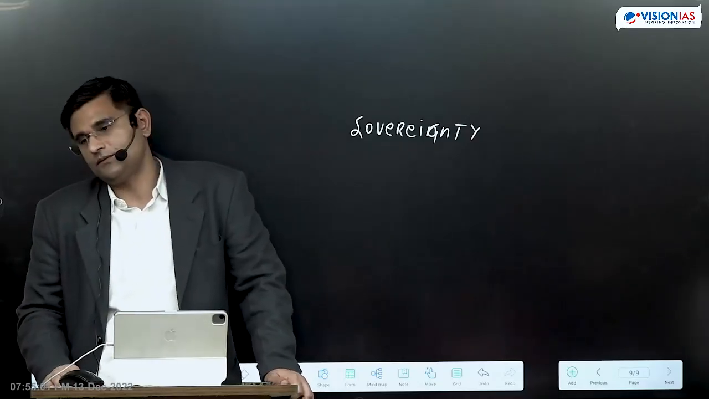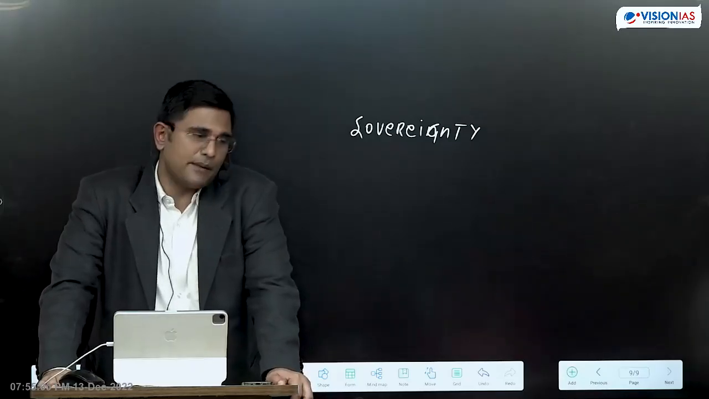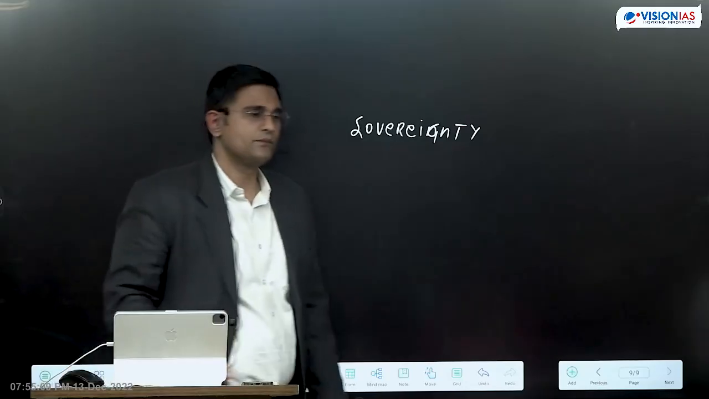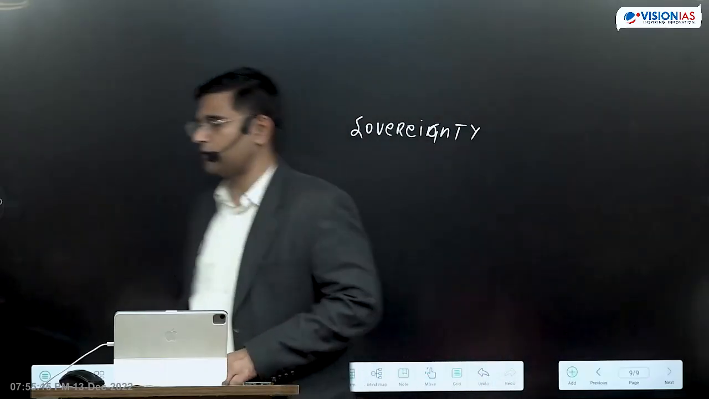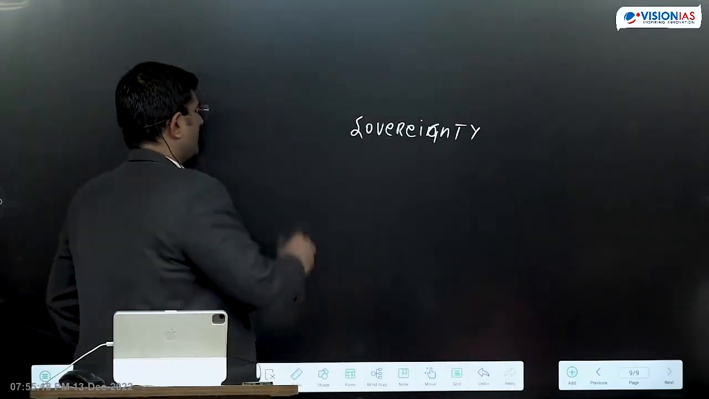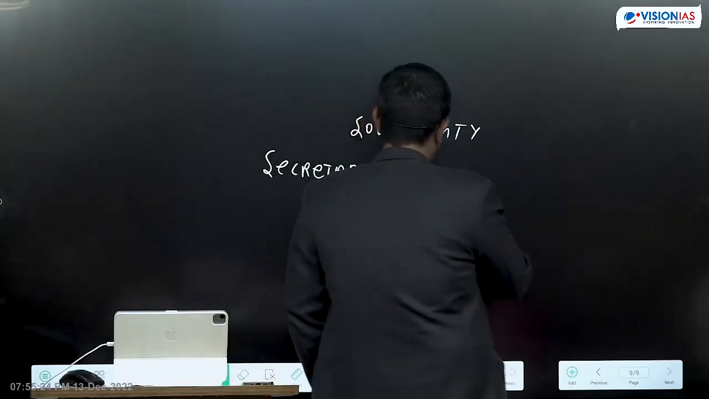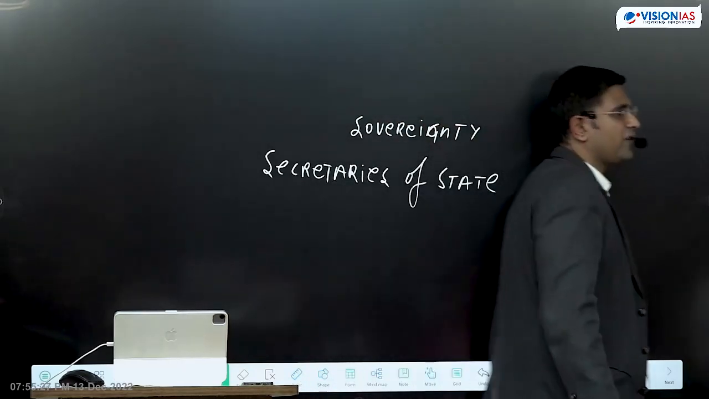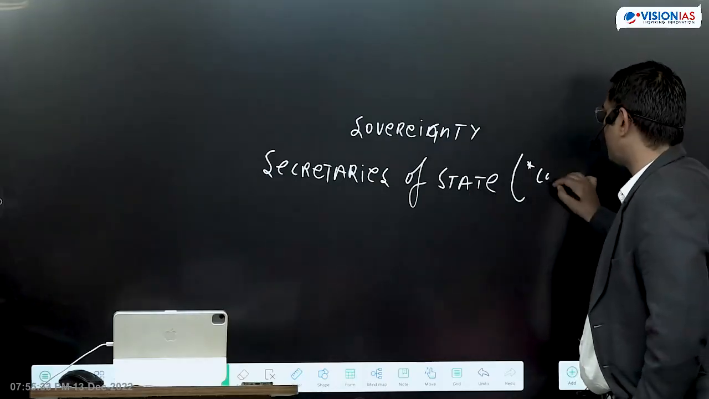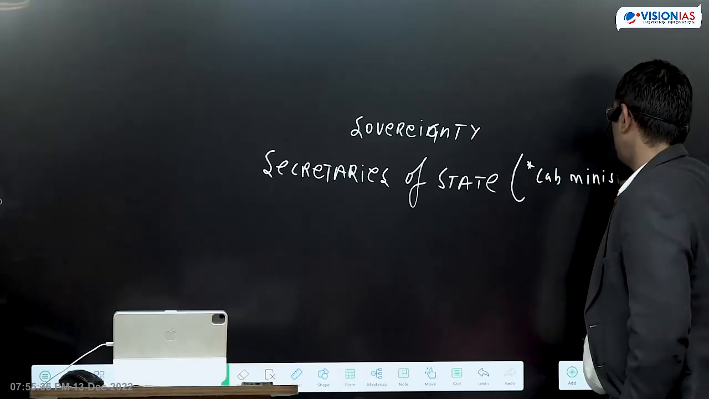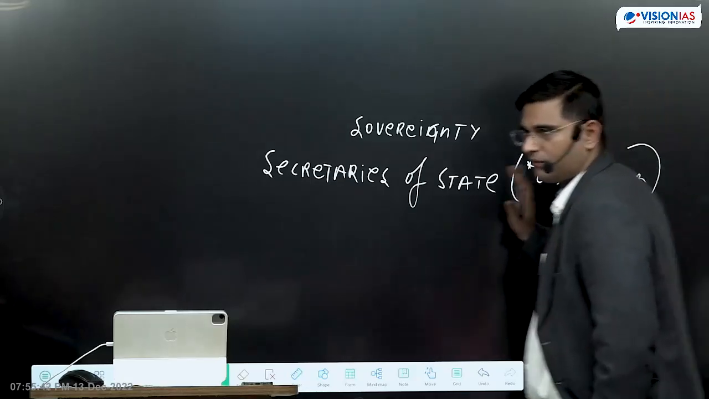Next point, BOC is equal to 6 members, which includes one of the secretaries of state. See, multiple secretaries of state were there, and this is like a cabinet-level minister. So one of the cabinet ministers is going to be there, right?